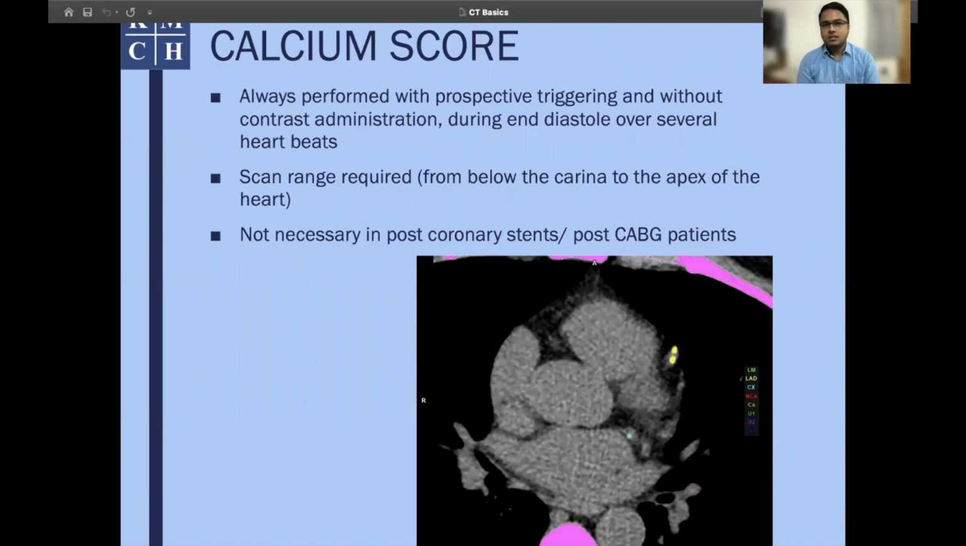The first scan in the CT coronary angiography is the plain scan, which is called calcium score. It is always performed with a prospective triggering without any contrast administration during end diastole over several heartbeats. The scan range required is the same as for CT coronary angiography, from carina to the apex. A calcium score is not really necessary in a patient who already has a coronary stent or in post-CABG patients.